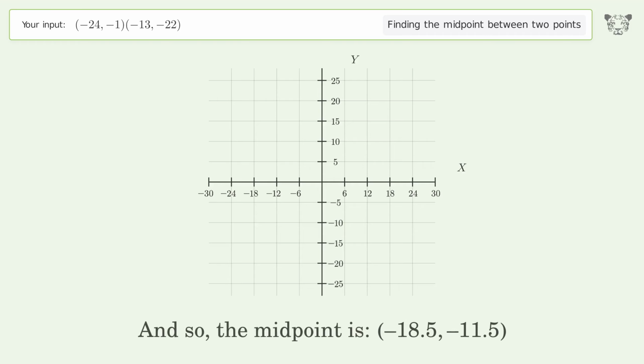And so, the midpoint is negative 18.5, negative 11.5.